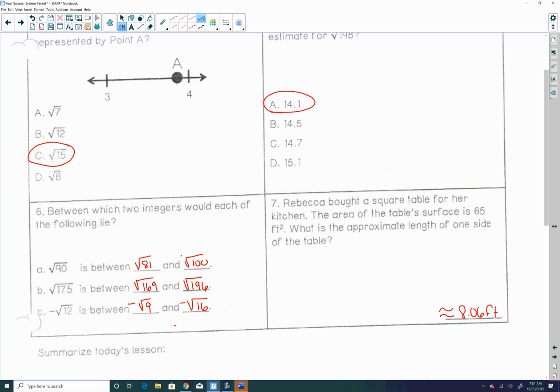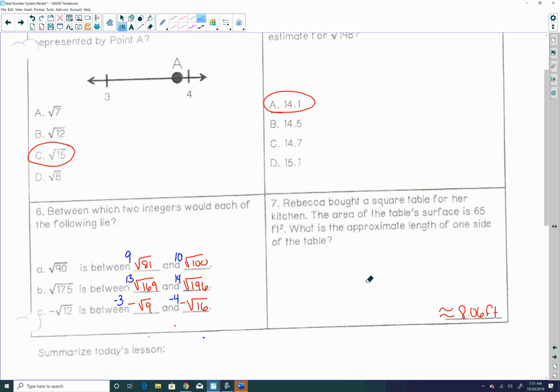So the square root of 90 falls between the square root of 81 and the square root of 100, which of course is between 9 and 10. And then the square root of 175 is between the square root of 169 and the square root of 196, which would be 13 and 14. So let me put in the 13 and the 14. And then the negative square root of 12 is between the negative square root of 9, which is negative 3, and the negative square root of 16, which is negative 4. So whether you answered with the square roots or the integers, I have both answers there.